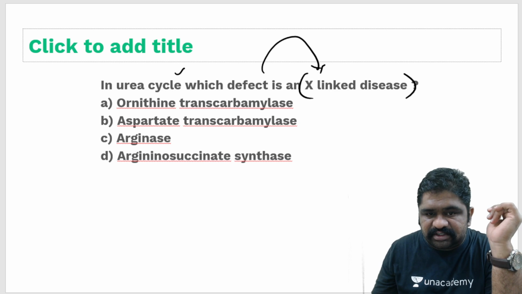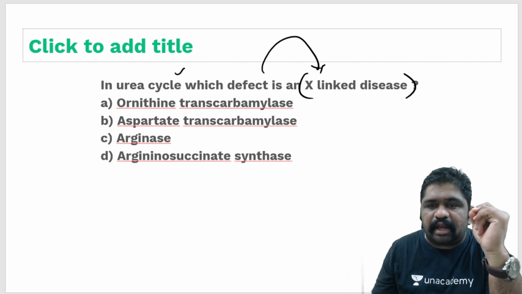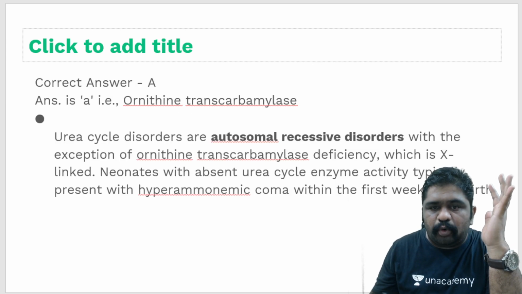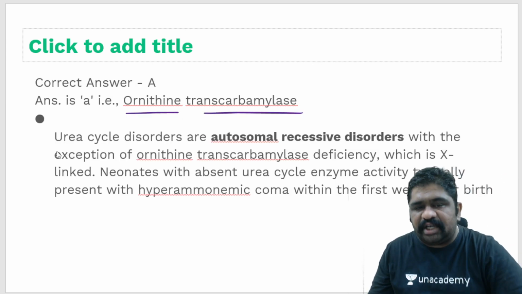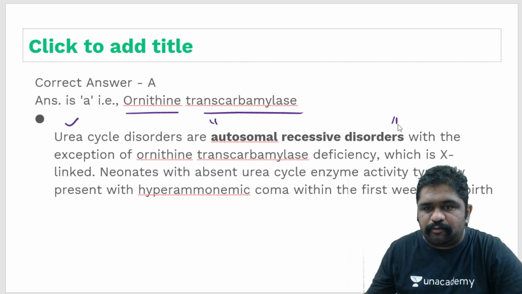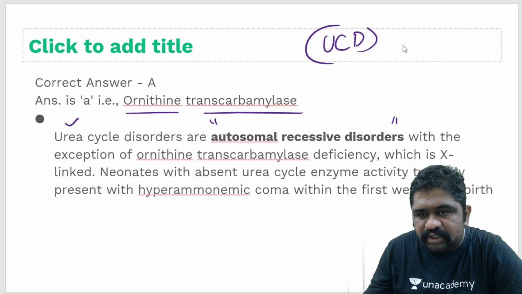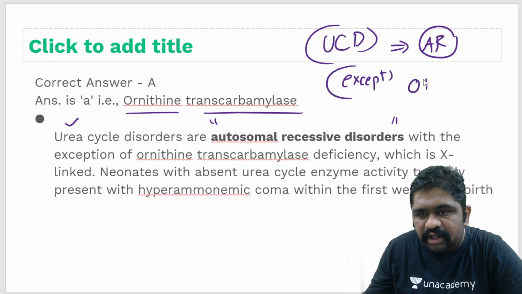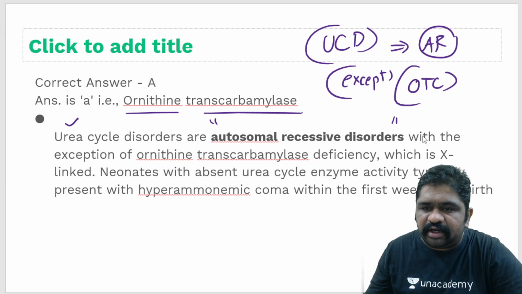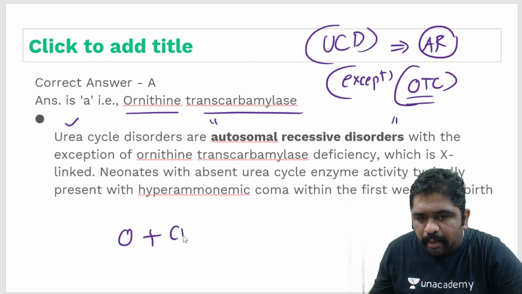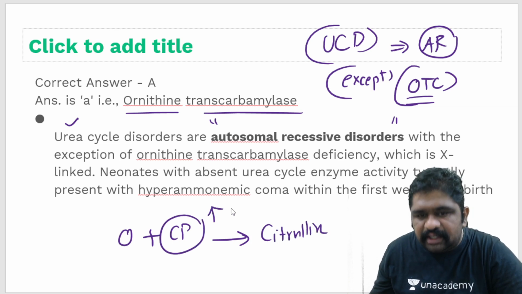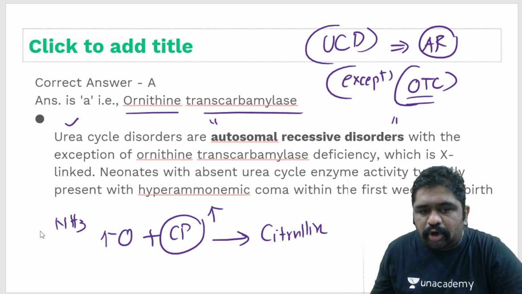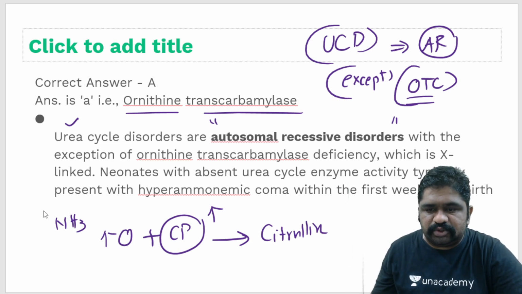Out of these urea cycle defects, which one is actually the defect that can be X-linked inherited? The answer would be ornithine transcarbamylase. Generally, urea cycle disorders are autosomal recessive. Please take a note of this. Urea cycle disorders are always autosomal recessive, except the disease which involves ornithine transcarbamylase. So what happens when the ornithine transcarbamylase is not acting? Ornithine plus carbamyl phosphate is not able to become citrulline. So carbamyl phosphate can increase in concentration. Sometimes ornithine also may be elevated, but ammonia levels also will be elevated. This can also cause hyperammonemia. So I hope you'll be able to use this in your exams.